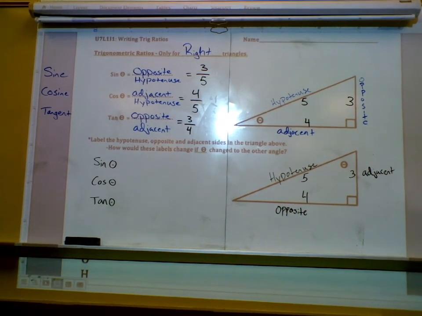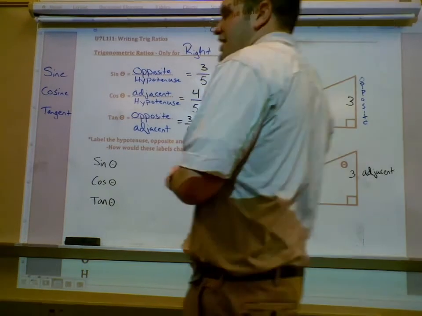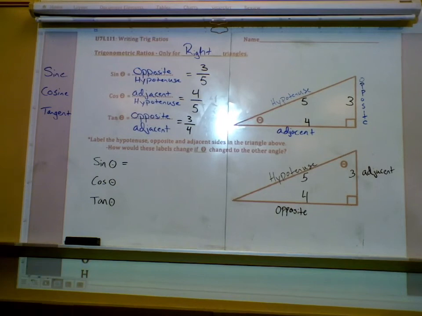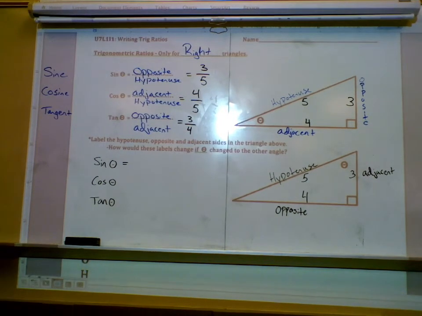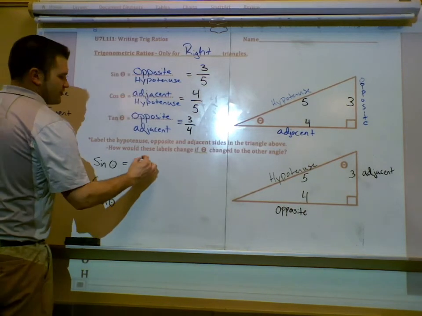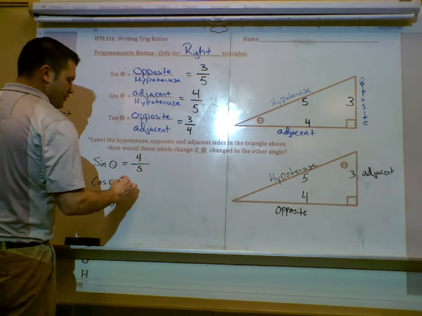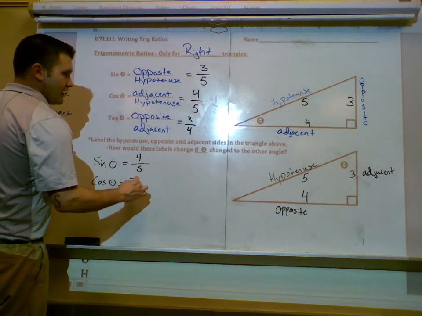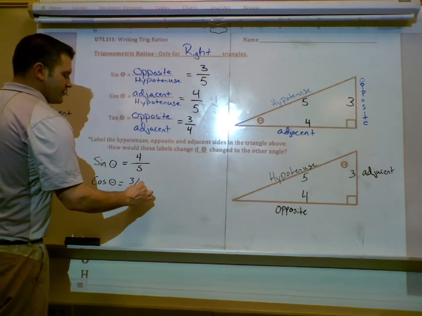Sine theta! Gentlemen, sine theta is opposite over hypotenuse, right? What's opposite theta? 4. What's hypotenuse? 5. And then cosine theta is adjacent over hypotenuse. What's adjacent? 3 over 5. Okay, good.